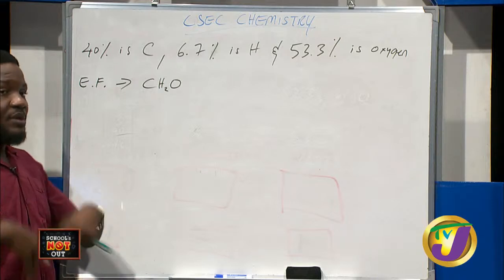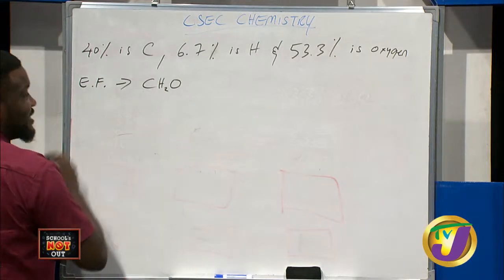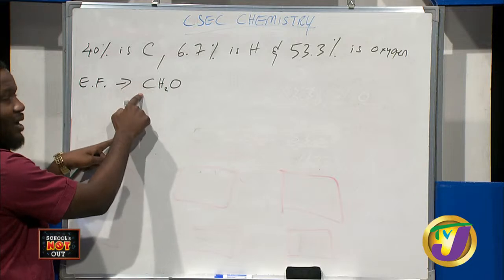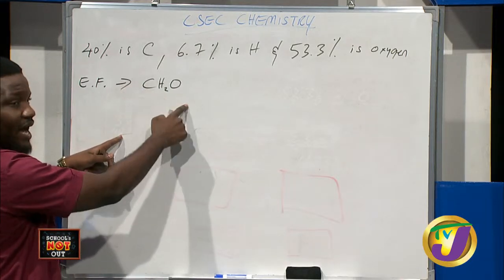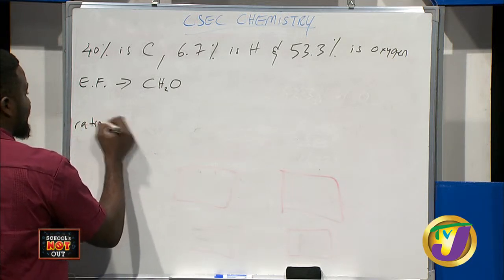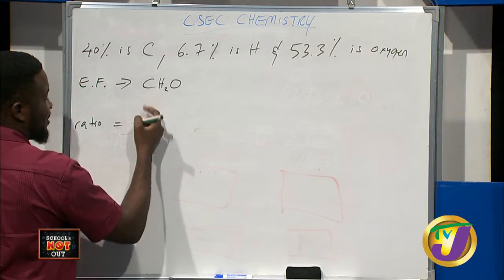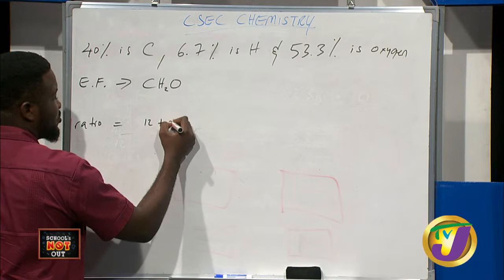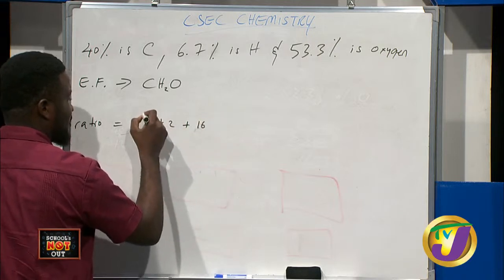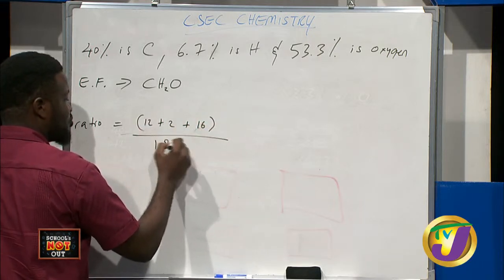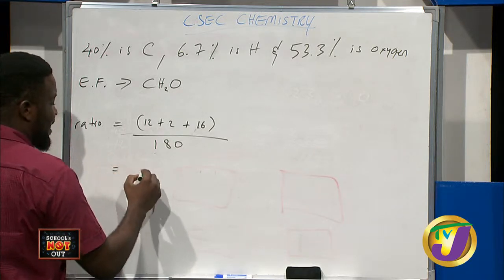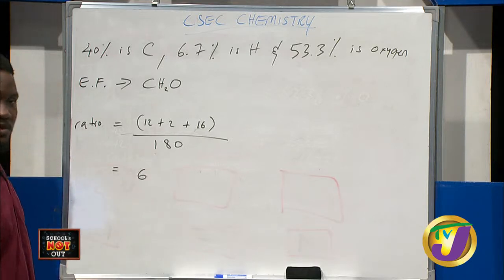But the question is asking for the molecular formula, all right? So we need to find the molar mass ratio first. For the molar mass ratio, we're going to add up all of the elements in the empirical formula and divide it by the molar mass of the compound overall. So the ratio is going to be equal to carbon, 12, plus 2, because hydrogen is 1 and there's 2 of it, plus oxygen, which is 16. We're going to have that divided by 180 from the question, all right? And you're going to end up with 6. Your answer is going to be 6.